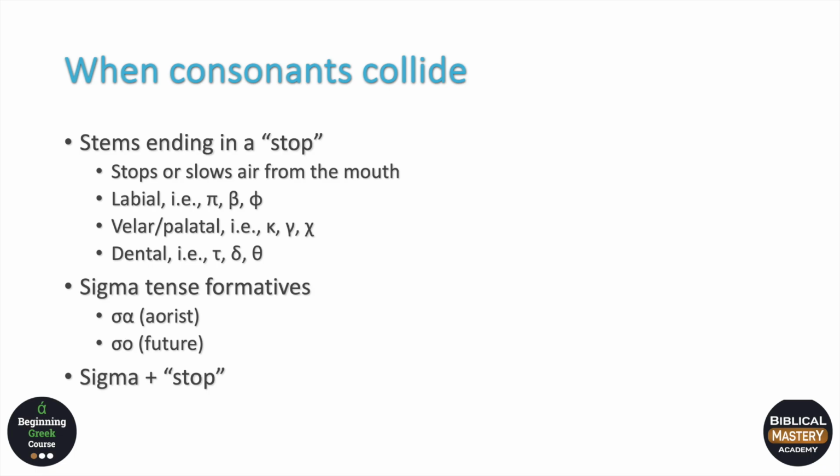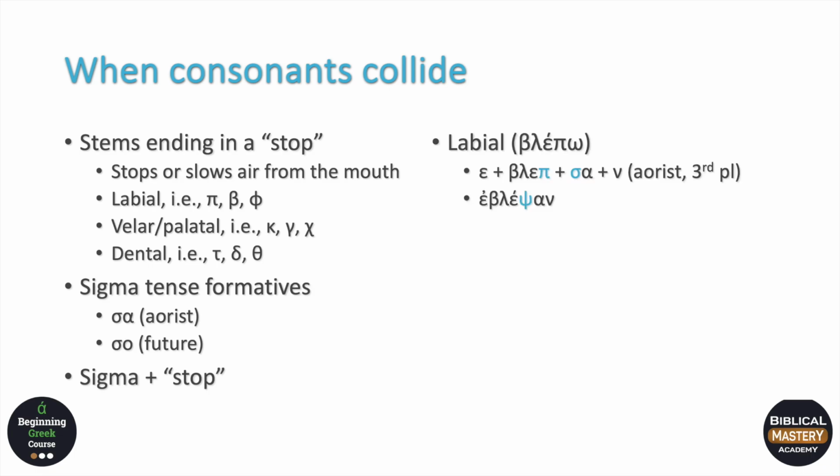Now, when a word ends in a stop, and one of these tense formatives runs up against it, that's where you're going to see the changes to these words that we're going to look at now. Let's look at these by category. For instance, we see a labial like blepo.